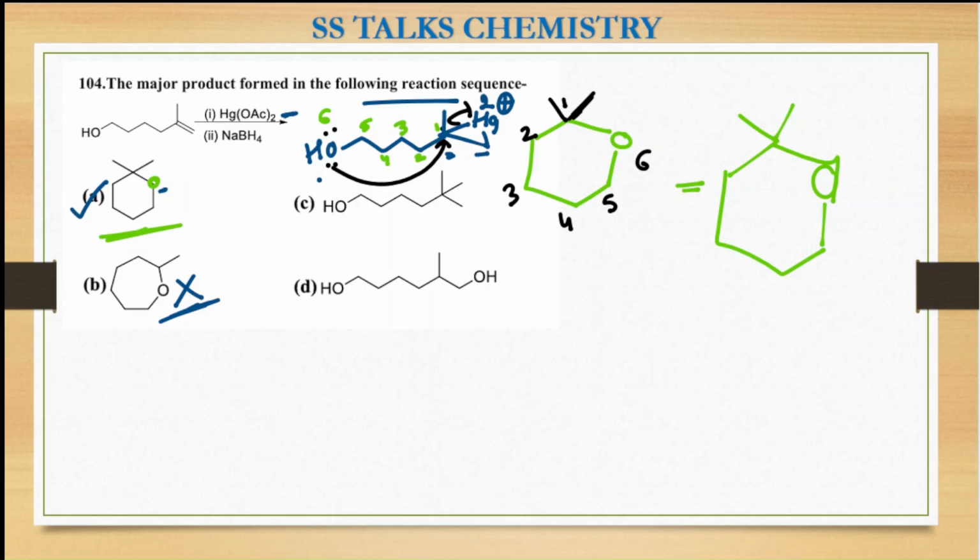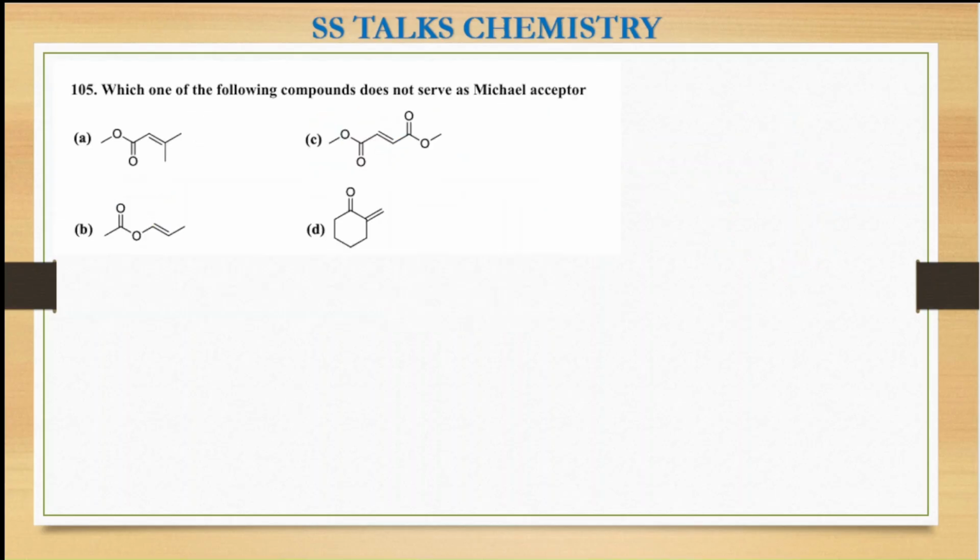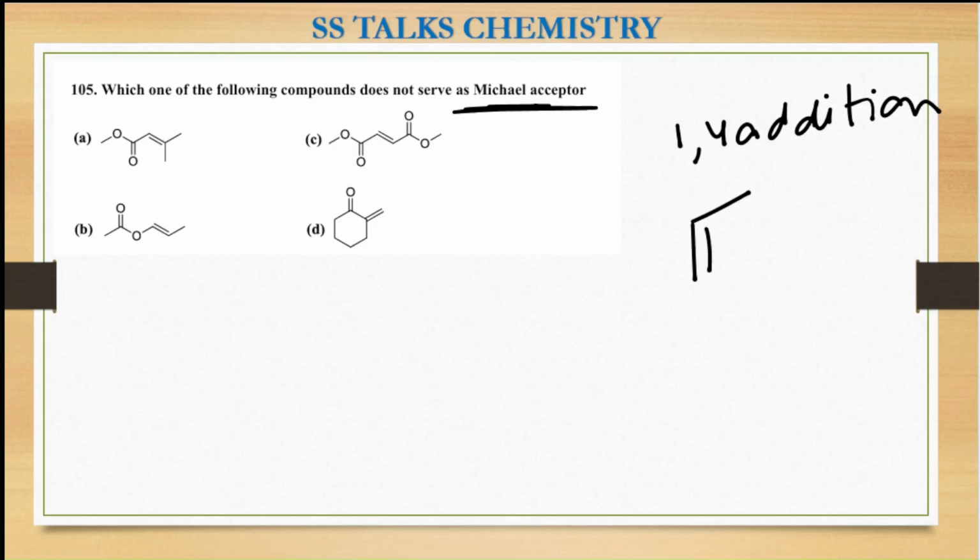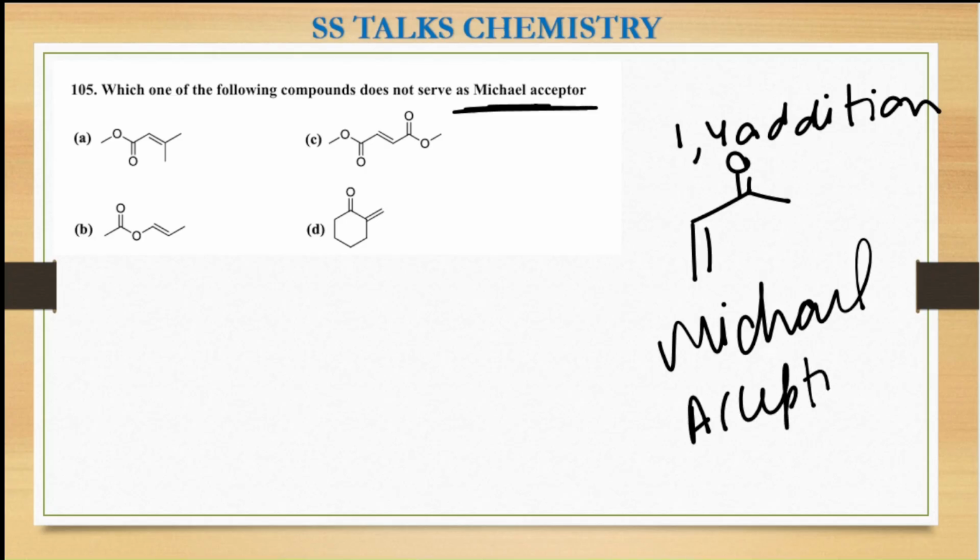Now let us move on to the next one, that is this. Which of the following compounds does not serve as a Michael acceptor? So what is a Michael acceptor? Basically, for the 1,4 addition, the species that you have, that is your alpha beta unsaturated species, this is your Michael acceptor. For the 1,4 addition you have to see this.